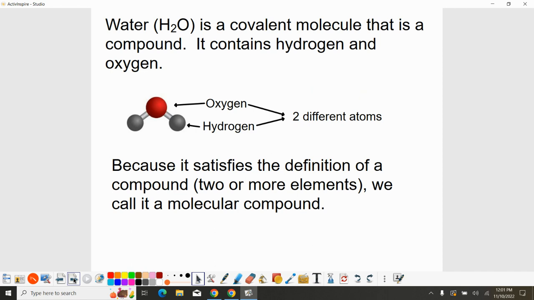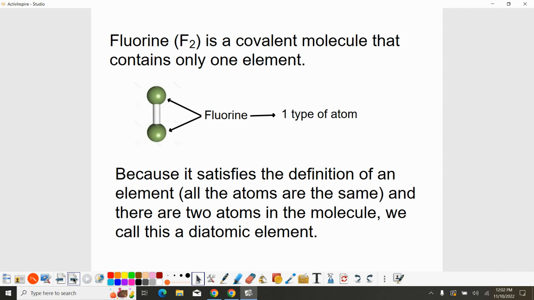Water is an example of a covalent molecule, a covalent bond that results in a compound. We're making a molecule here. That molecule is composed of two hydrogen and one oxygen, but more importantly, it's composed of two different elements, hydrogen and oxygen. And that's what makes this covalent substance a compound. F2 is a molecule. You have two fluorine atoms bonded together, but because it's two fluorine atoms, you cannot say that it is a compound.